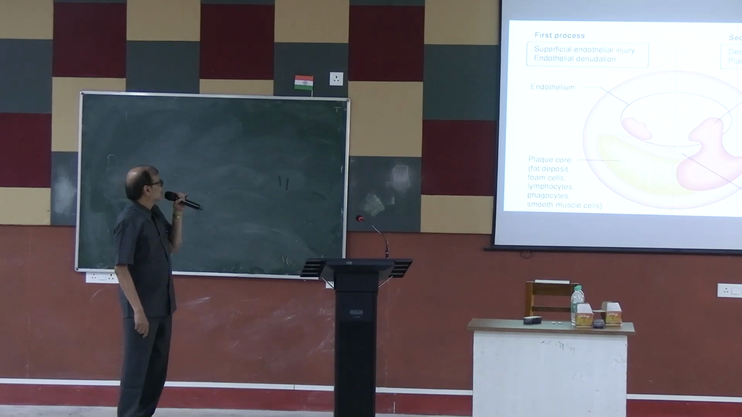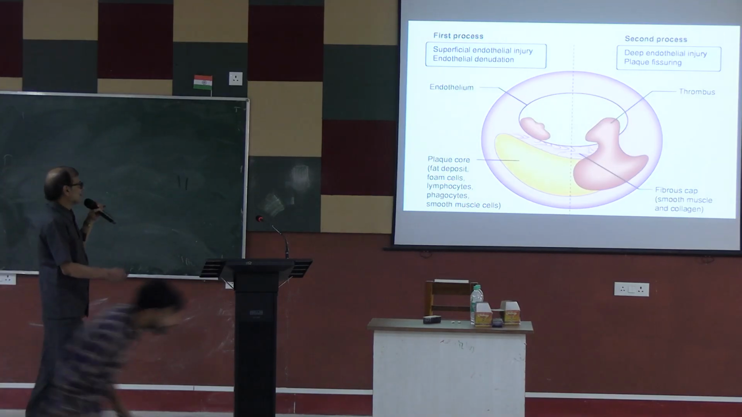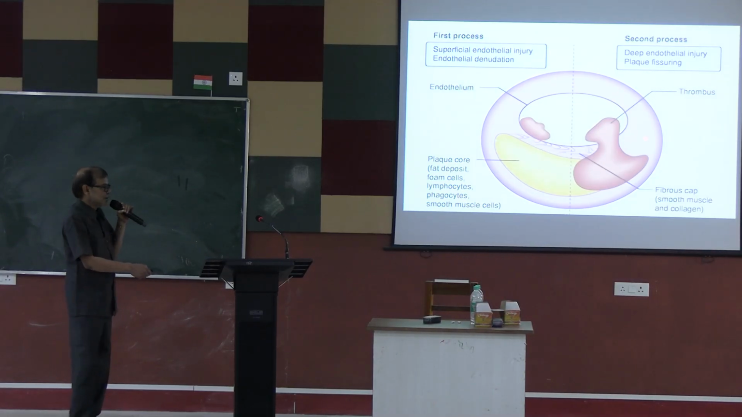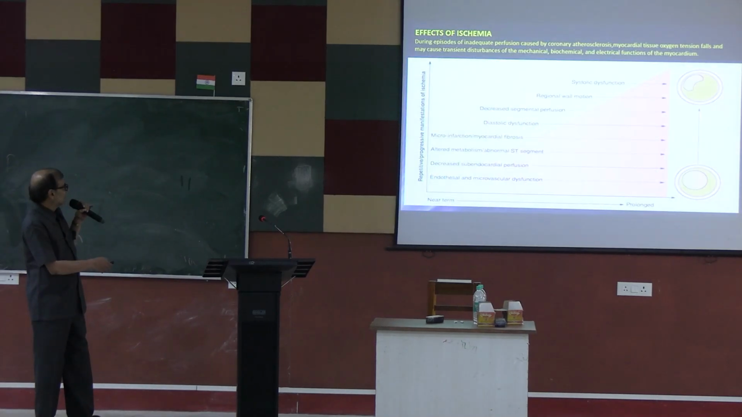First process, superficial endothelial injury or endothelial denudation. Second process, the deep endothelial injury, plaque fissuring. This is the thrombus formation enclosing the lumen, with the rupture of the cap of the plaque. Here is not the rupture of the cap. This is now the clinical consequences.